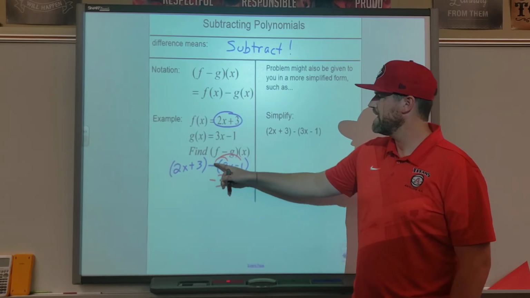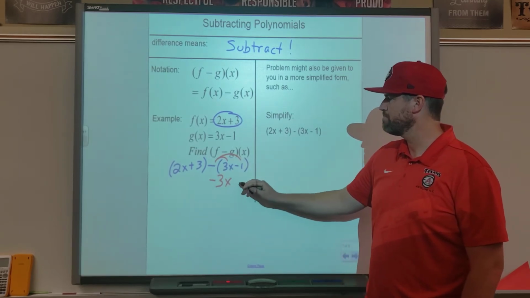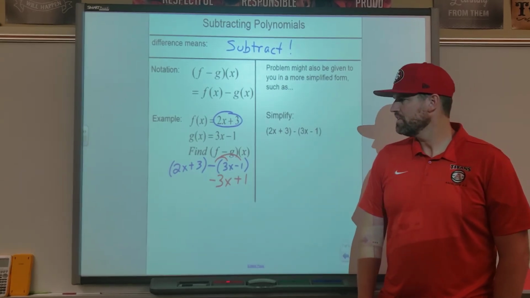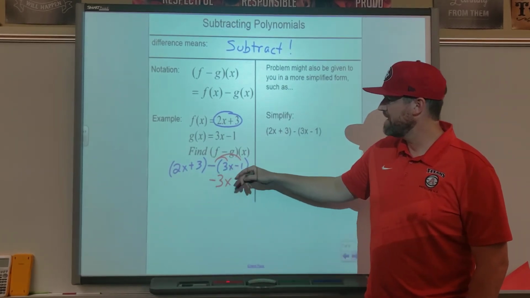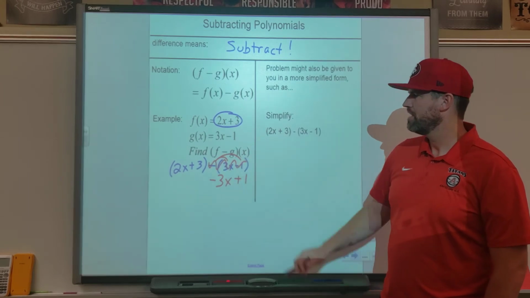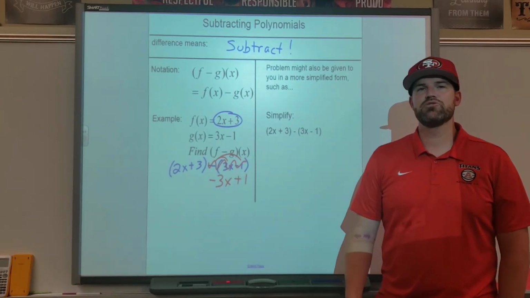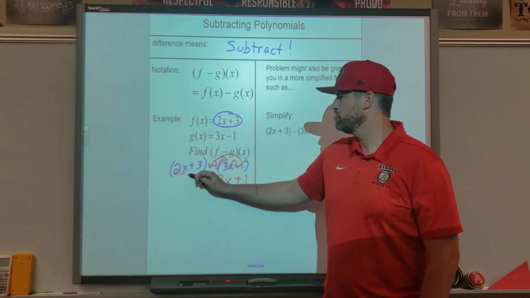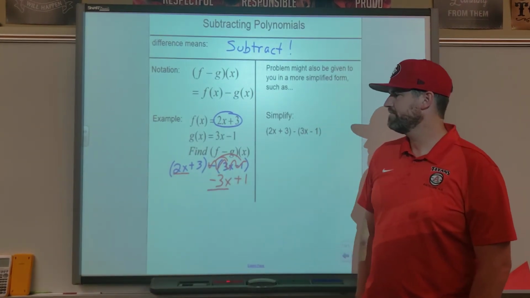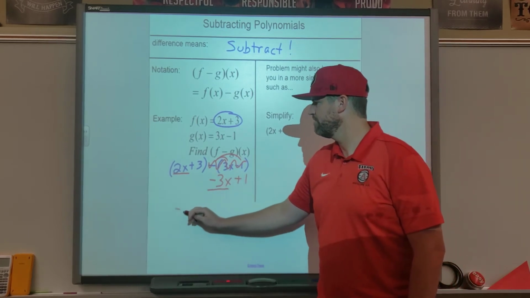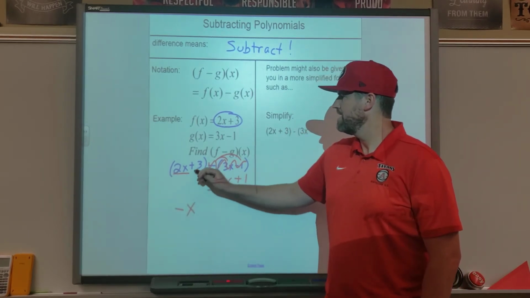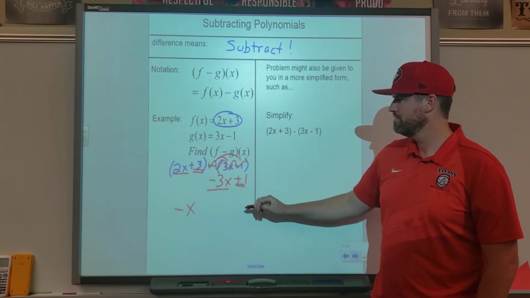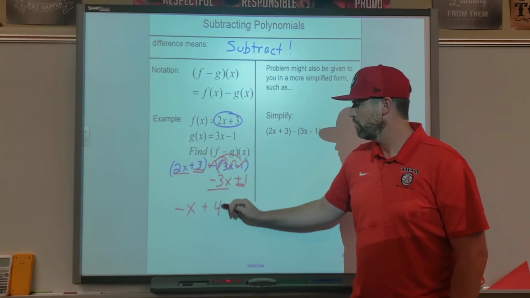And if we distribute the negative, negative times negative is positive, so we get plus 1. So once I've distributed that negative, I'm done with that, and I am back to combining like terms. So I can combine 2x with negative 3x, which would be negative 1x. And then I can combine positive 3 with positive 1, which gives me 4.